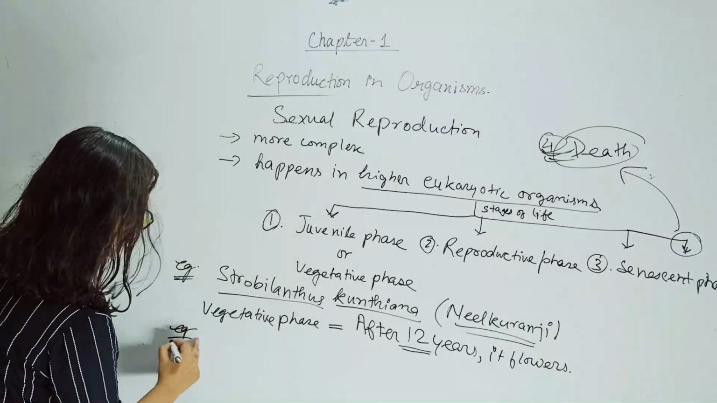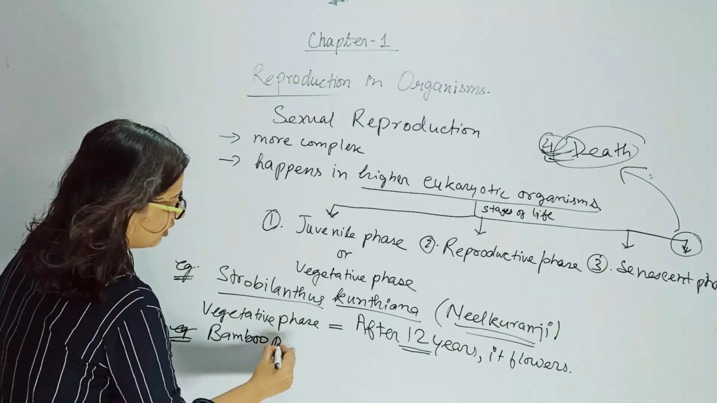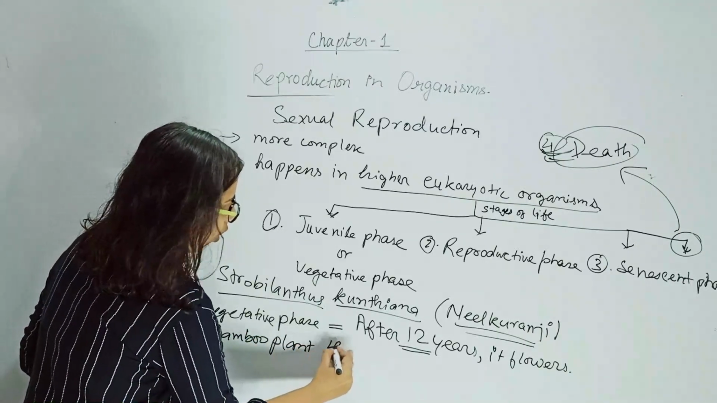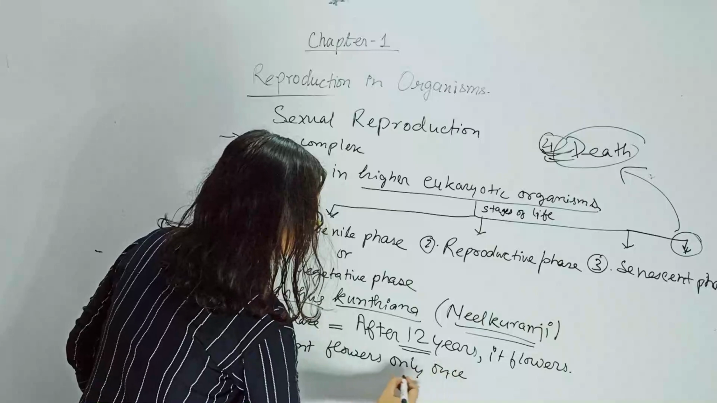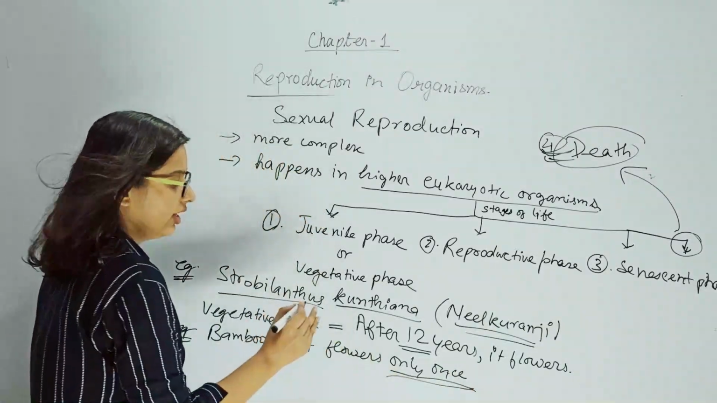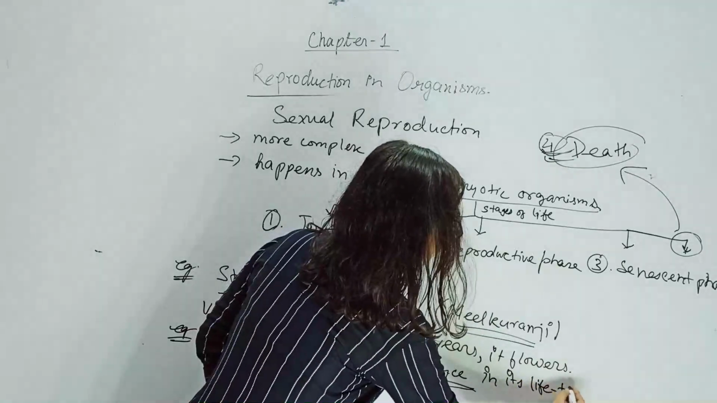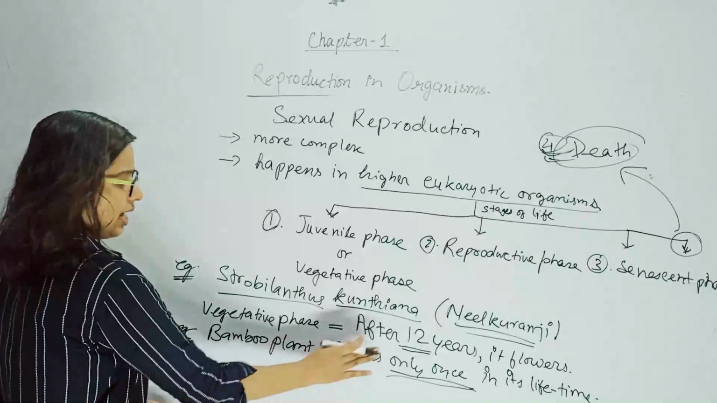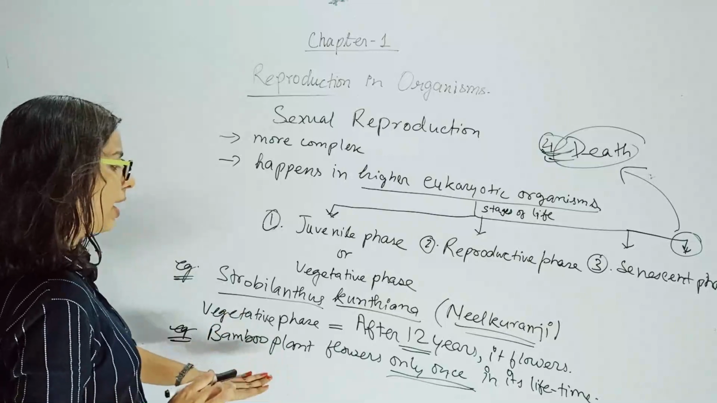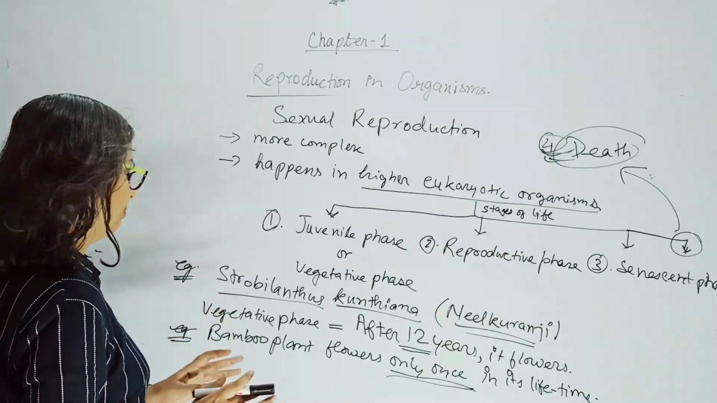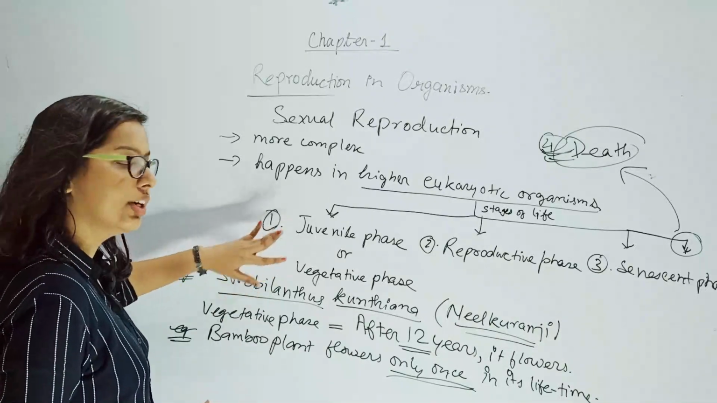There is one more example, which is bamboo. The bamboo plant flowers only once in its lifetime. And the lifetime of a bamboo plant is approximately 100 years. So that bamboo plant is flowering just once in its lifetime. So this is also an example of a long vegetative phase or long juvenile phase.